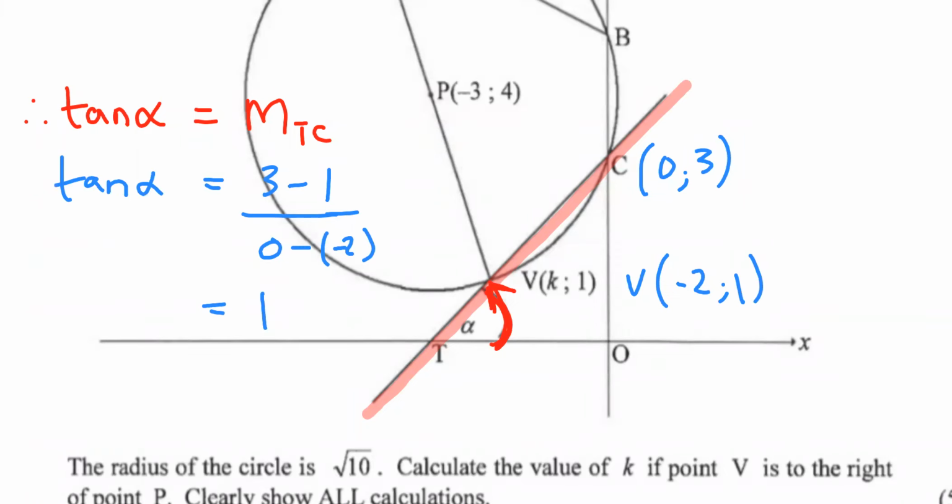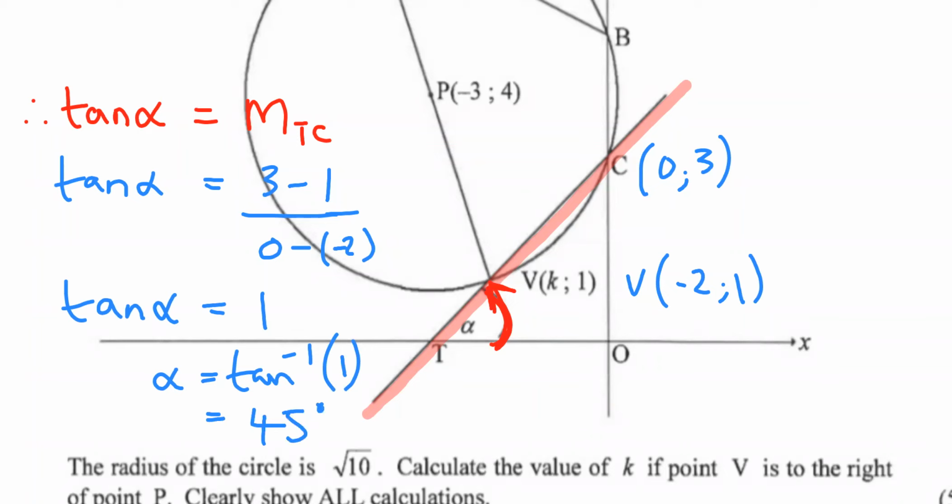So tan of alpha is equal to 1, which means that alpha is equal to arctan of 1, which is 45 degrees. Okay. And that's how you work out that angle.